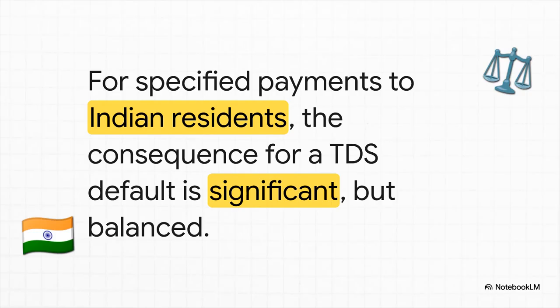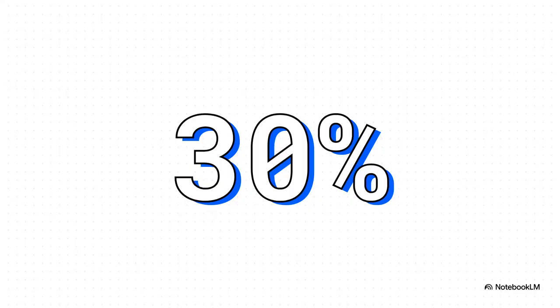So let's start close to home. We're talking about the payments you make every day to your local contractors, consultants, your landlord, anyone who's a resident of India. The rule here is still tough, no doubt about it, but it's been softened a bit over the years. The magic number here is 30%.